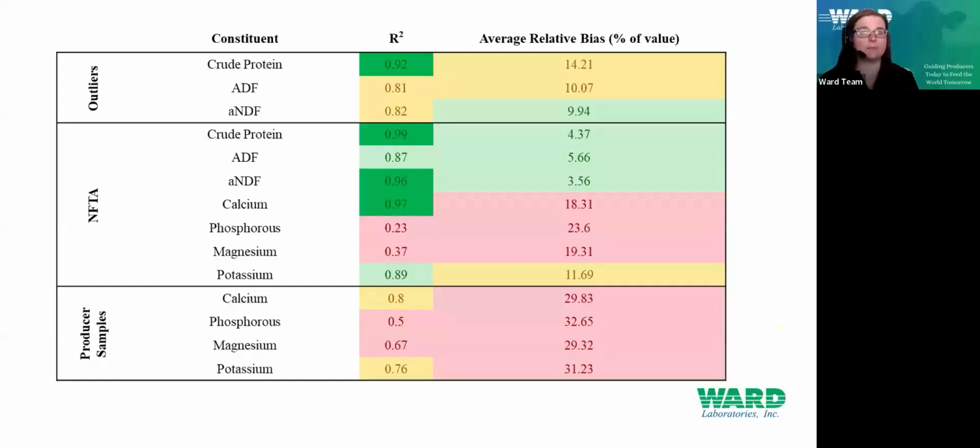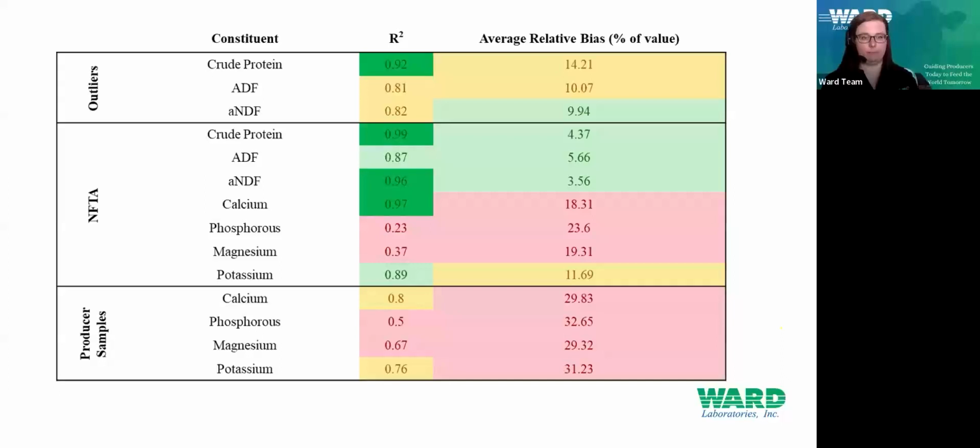And then the next block down, we've got our National Forage Testing Association samples, which we run by wet chemistry and we run NIR. And so we did the same comparison of NIR versus wet chemistry. Again, our macronutrients look great. These aren't outliers. These are samples that definitely should be able to be run by NIR, and they are. I mean, look at the crude protein. You couldn't get closer to 1 than that for the R squared. But when you look at the minerals and the average relative bias, that's not acceptable for us.